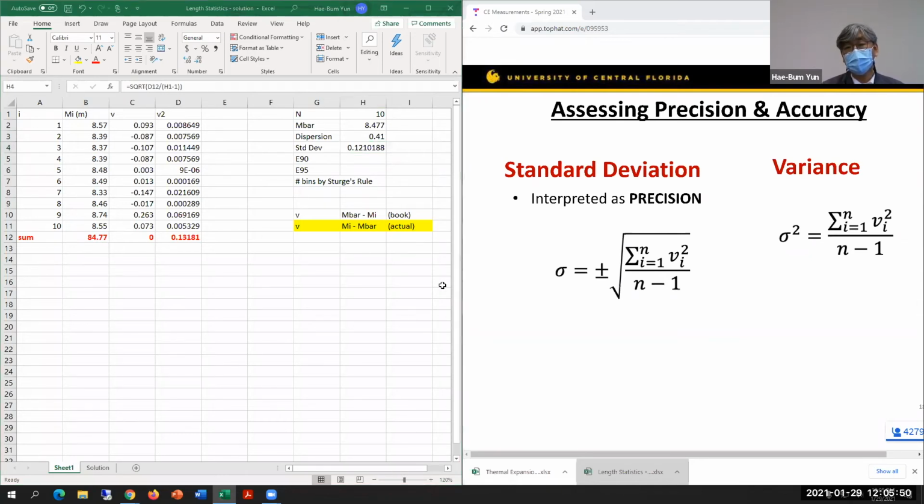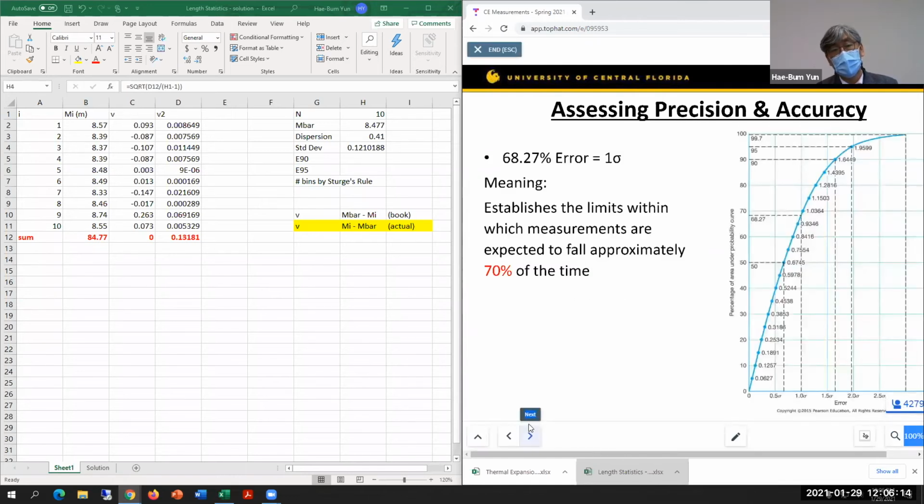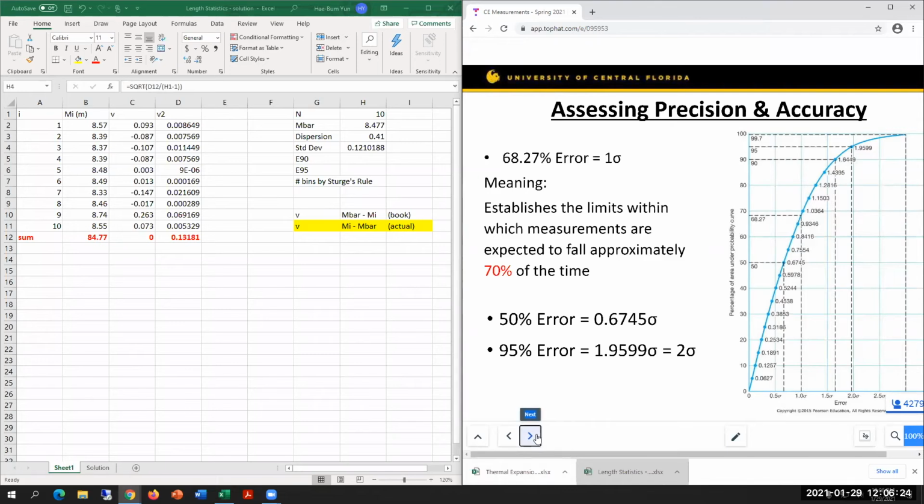Any questions so far? Wait, what is dispersion again? Dispersion is the largest observed value minus the smallest observed value. The final step is to calculate E90 and E95, right? Professor, can you show how you do the dispersion again, please?